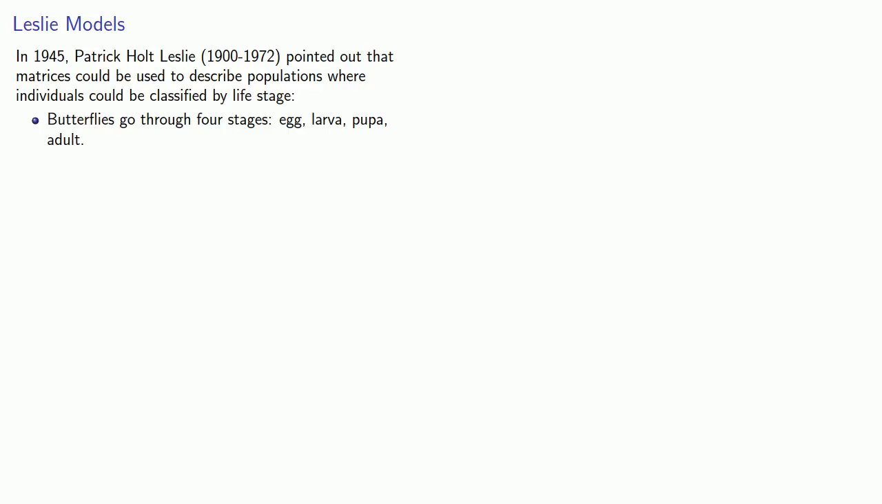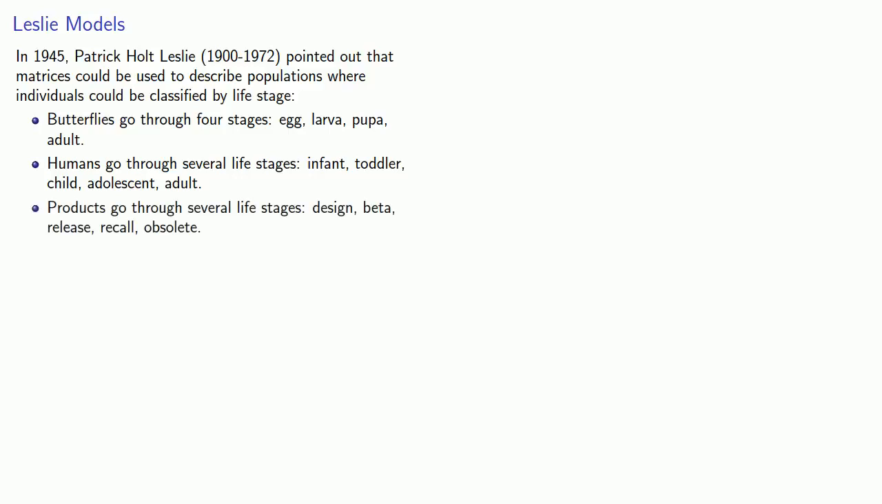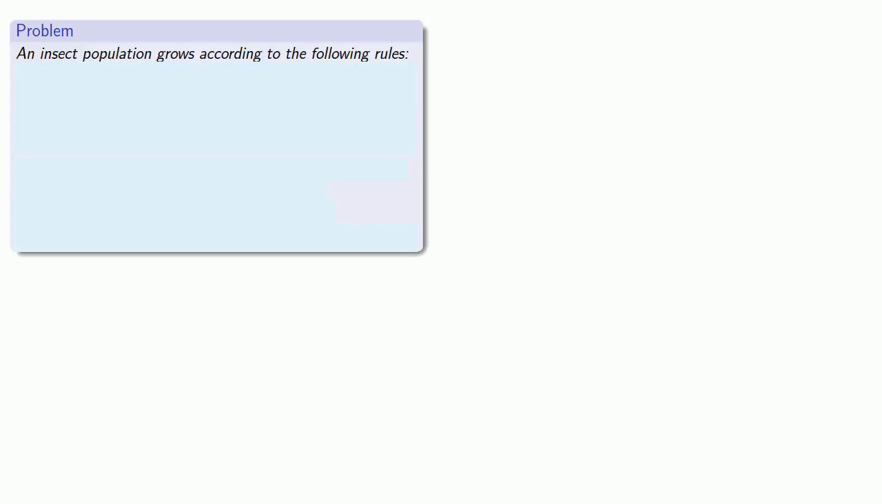Humans go through several stages: infant, toddler, child, adolescent, adult. Products go through several life stages: design, beta, release, recall, and obsolescence. And anytime we can describe how an individual moves through a set of stages, we can use a Leslie model to describe the population. So, for example, suppose I have an insect population that grows according to the following rules.